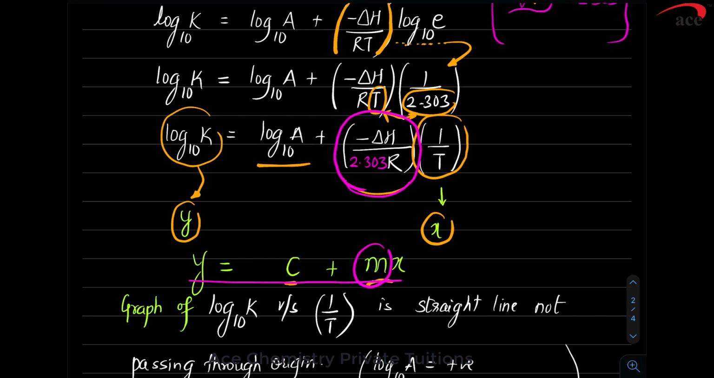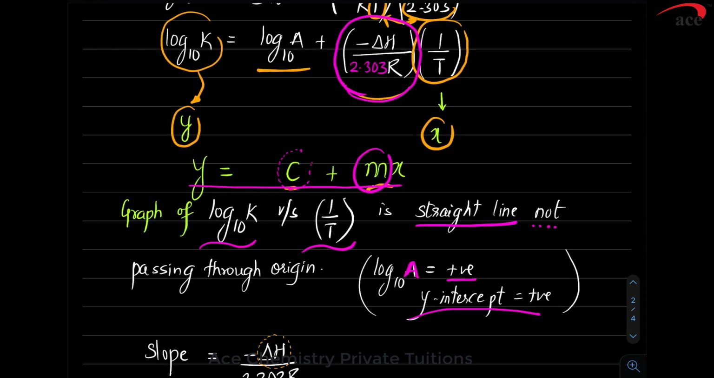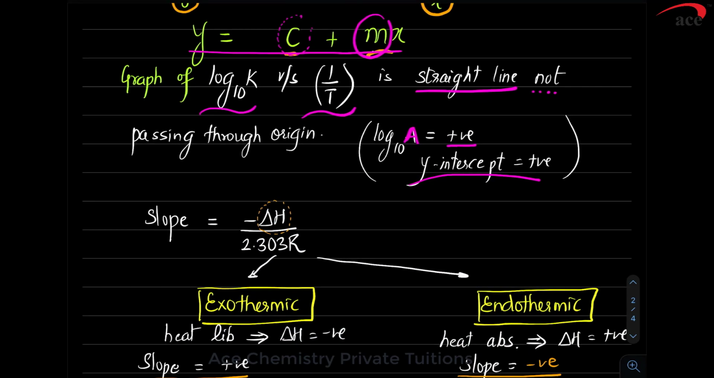So, it is a straight line of log of K versus 1 by T, a straight line not passing through origin, because there is a y intercept available. Log of A to the base 10 is going to be positive because A is a number greater than 1. So, your y intercept will be positive. So, if you plot a graph, then you all people are knowing slope is minus delta H by 2.303 R.